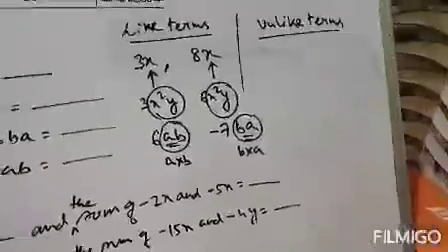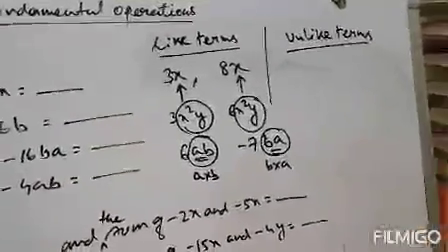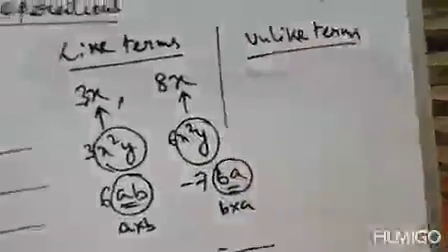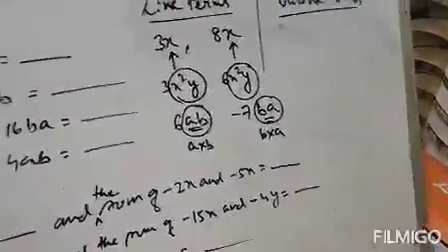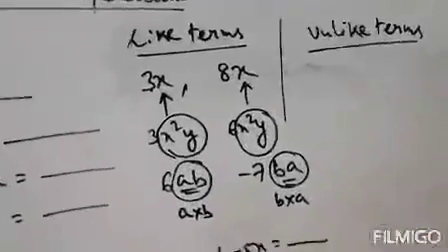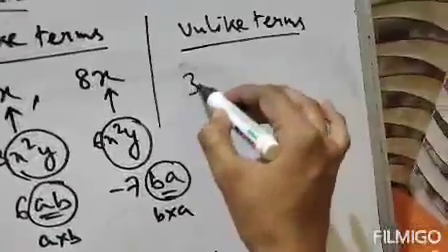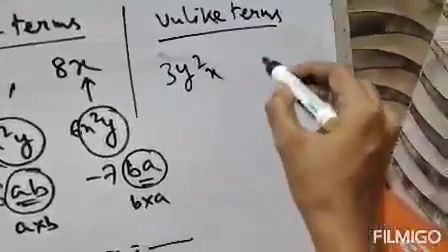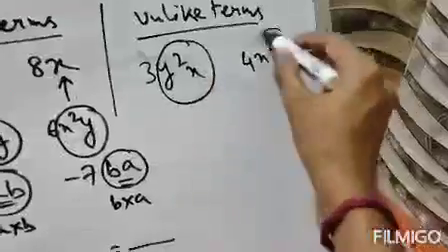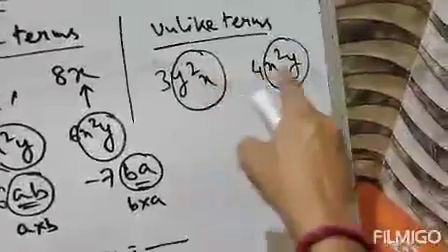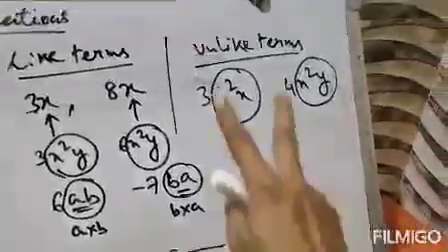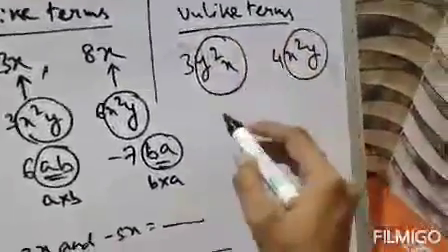So if the coefficients of 2 terms or more than 2 terms are the same, then they are termed as like terms. And coming to unlike terms, when the coefficients of both terms are different, then they are said to be unlike terms. Suppose one term is 3y square x and another term is 4x square y. Here the coefficients are not the same, because this is y square x and this is x square y. They are different. That means they are unlike terms.